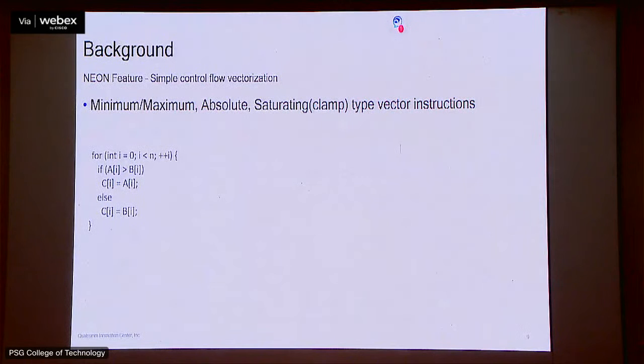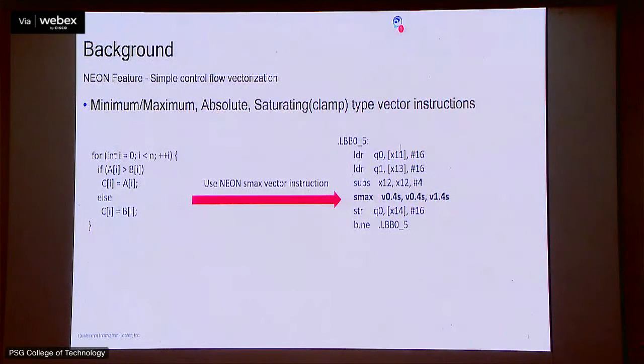So a typical min-max C code looks like this. If you're comparing 2 arrays A and B and you want to store the maximum of those values in array C, this is what it's going to look like. And before Neon, it's impossible to optimize this in a meaningful way that you can get a result in a reasonable time. But Neon had this thing called the S-max instruction, which basically says, I'm going to compare 2 vectors and pick up the maximum of the corresponding elements of each vector and store it in the result vector.